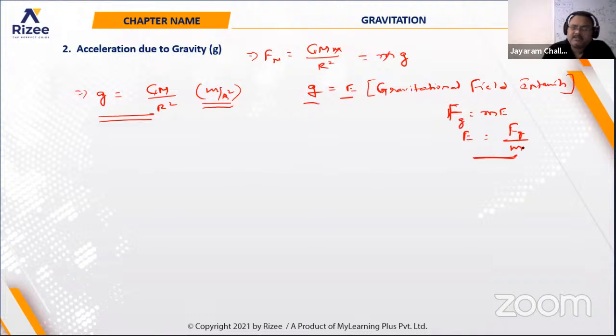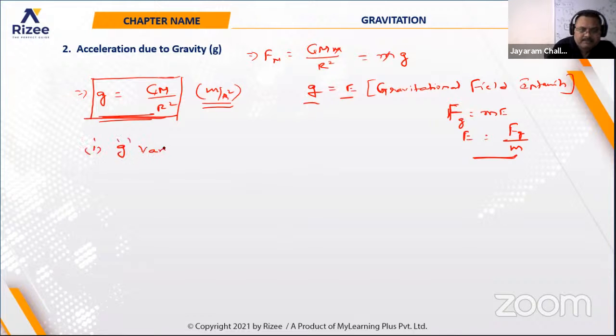Now, coming to this, we have derived the relationship between the acceleration due to gravity and the G. So we know that g is going to be varying. We know that g will be changing with respect to different conditions. First one: acceleration due to gravity g varies with altitude. Altitude is nothing but height only. So how does this particular g value change with respect to the altitude? Let's see that.